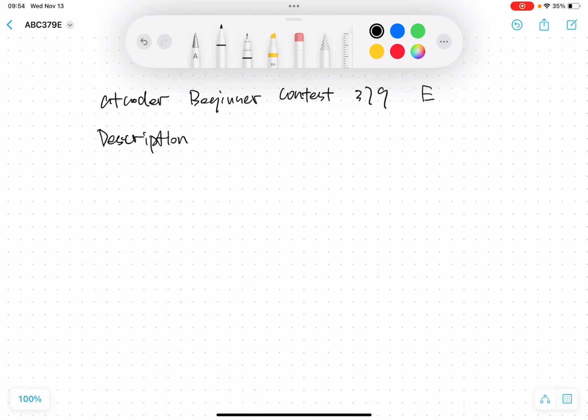Okay, today let's talk about AtCoder Beginner Contest 379, problem E. First part is the description. We are given a string S and an integer n. N is the length of the string. Every character in S must be a digit from 0 to 9. Actually, it is a very large number.